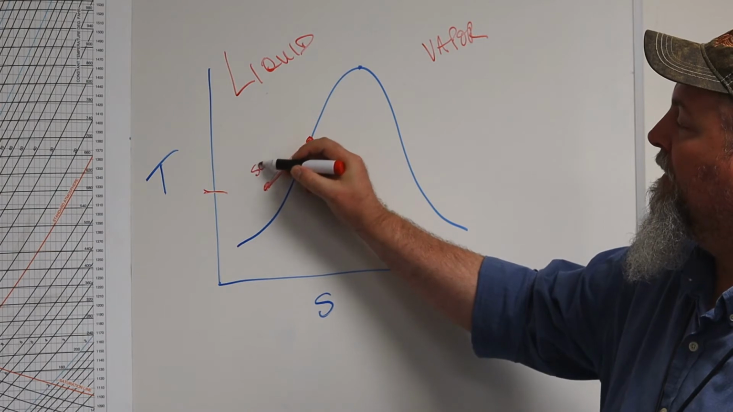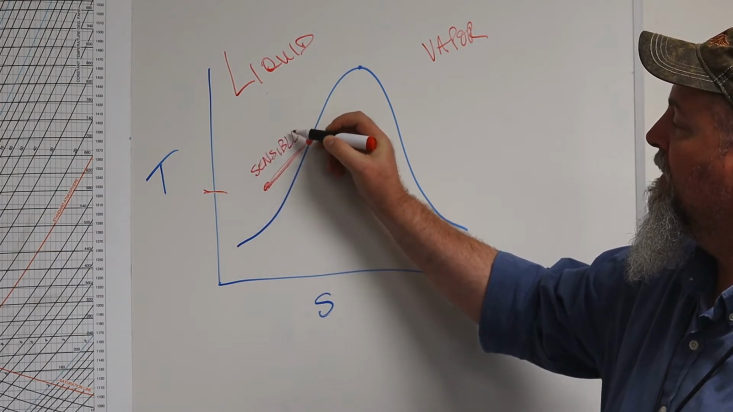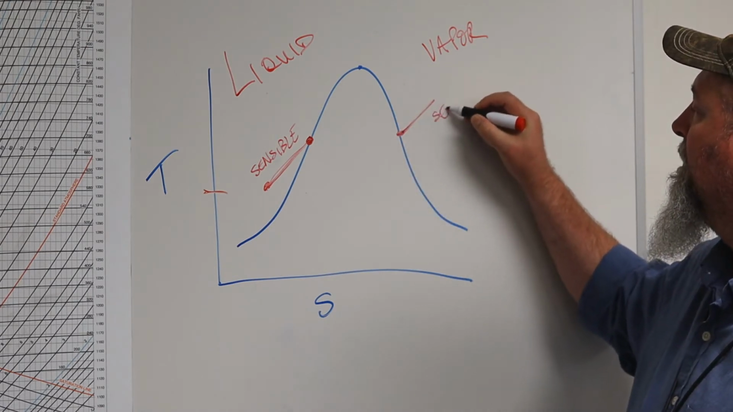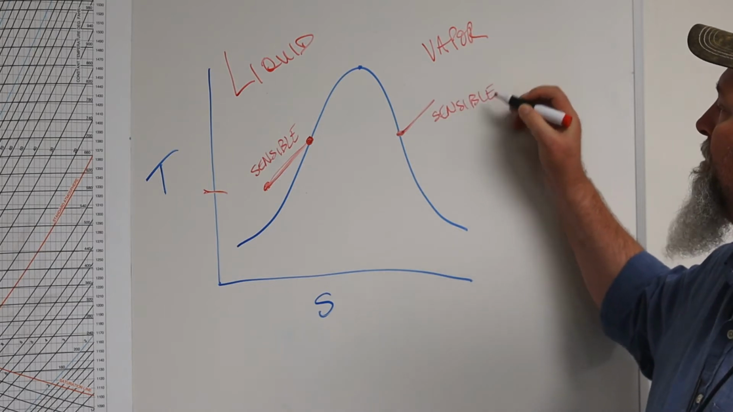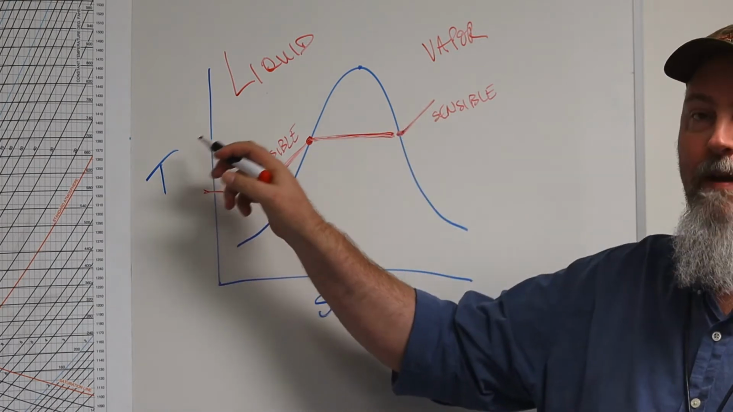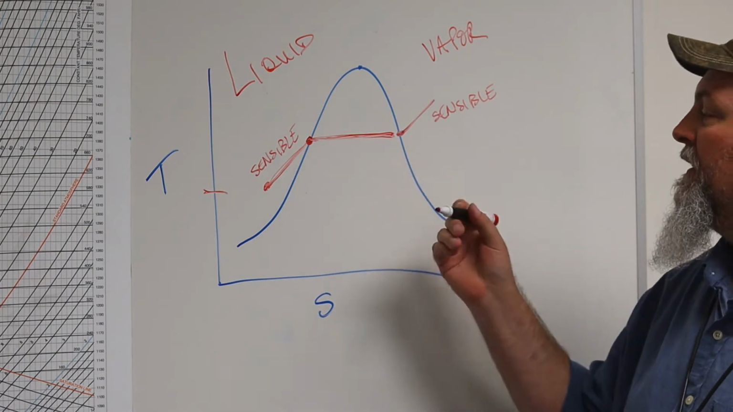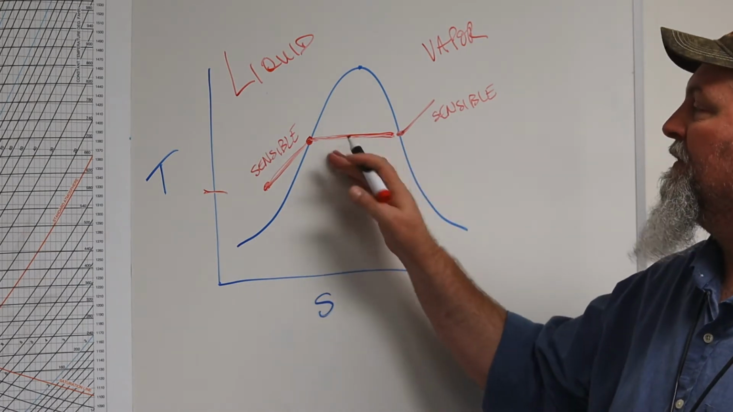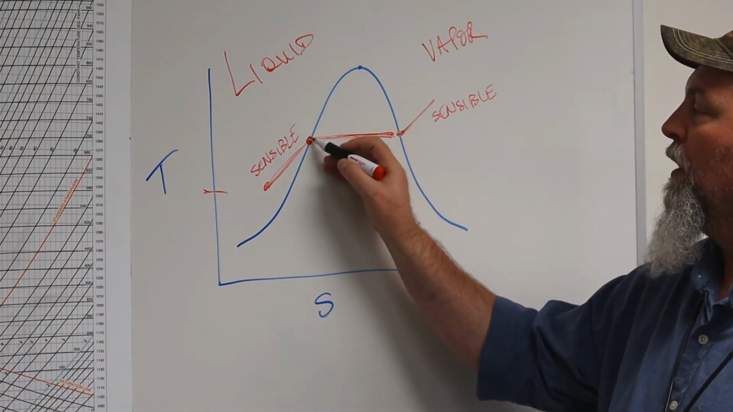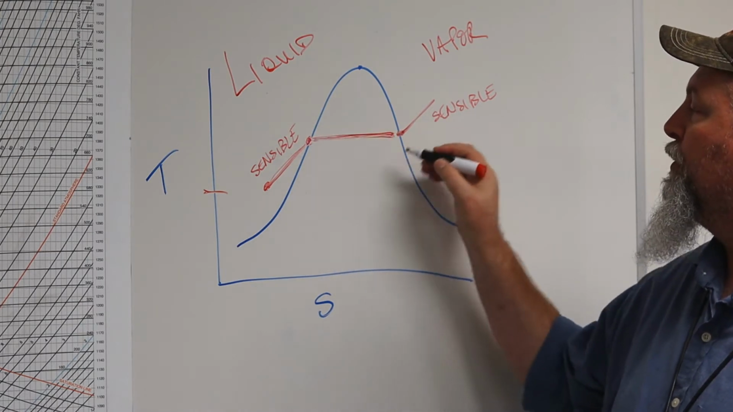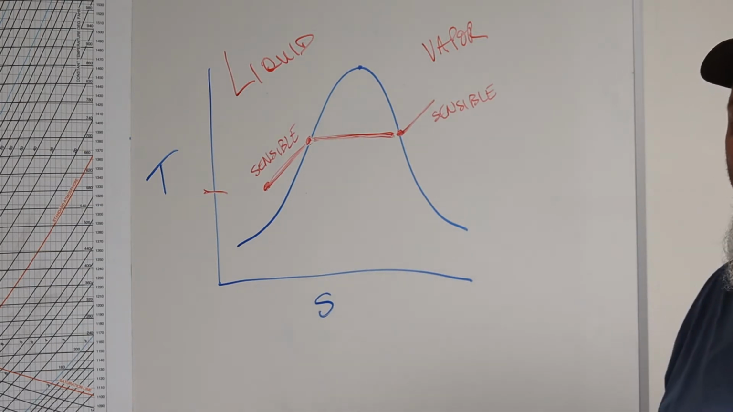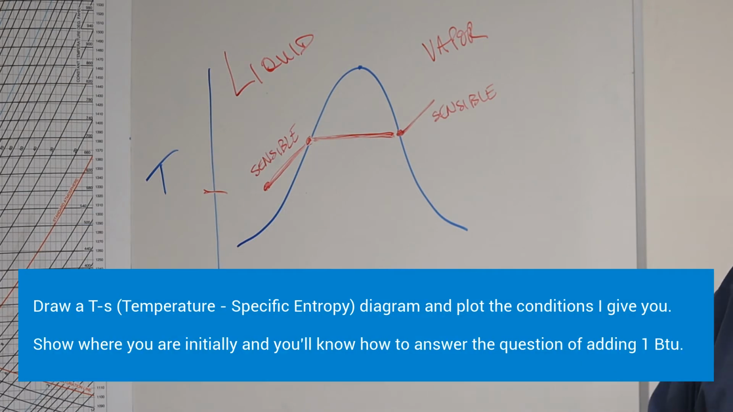This is all sensible heat on this side, and sensible heat on this side. However, anything in between here, this constant temperature process, is the latent heat of vaporization. And this is where that amount of water, that 1 pound mass of water, starts converting from 100% saturated liquid to 100% dry steam.